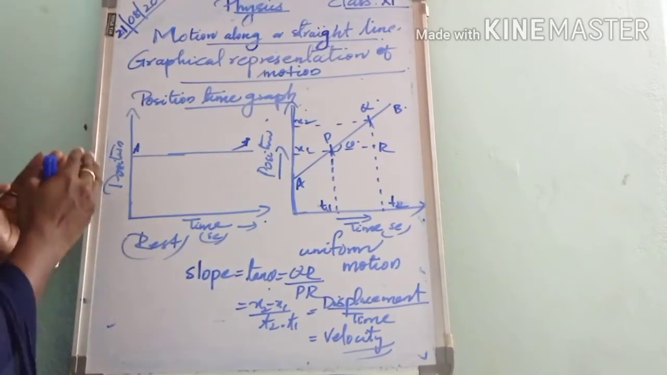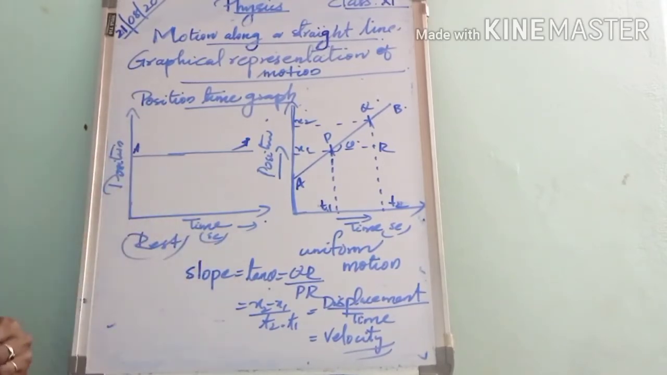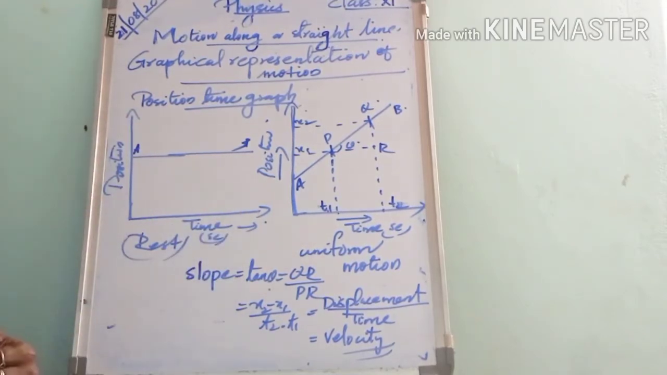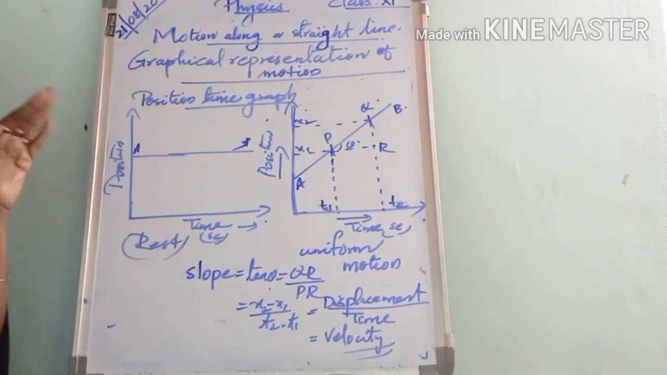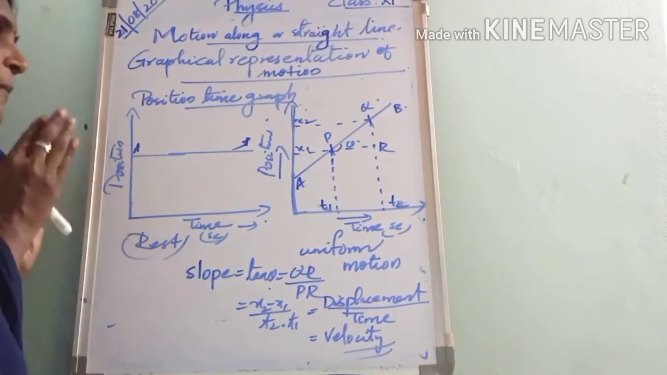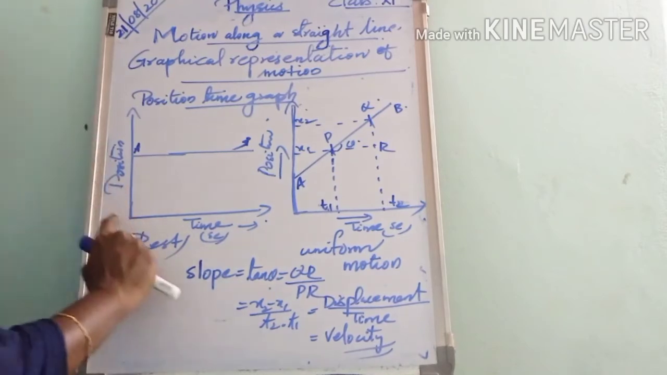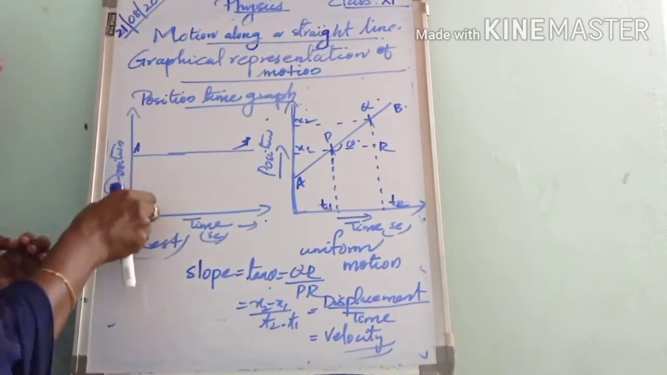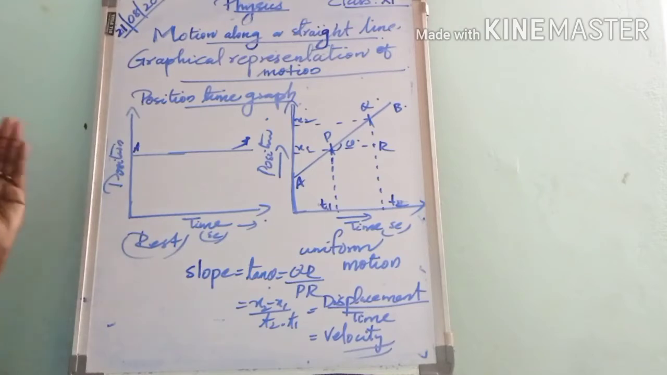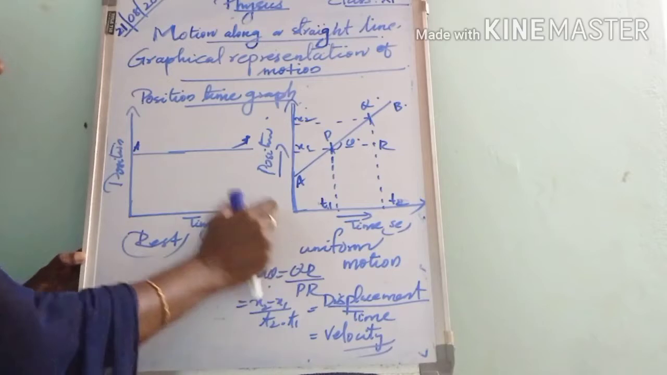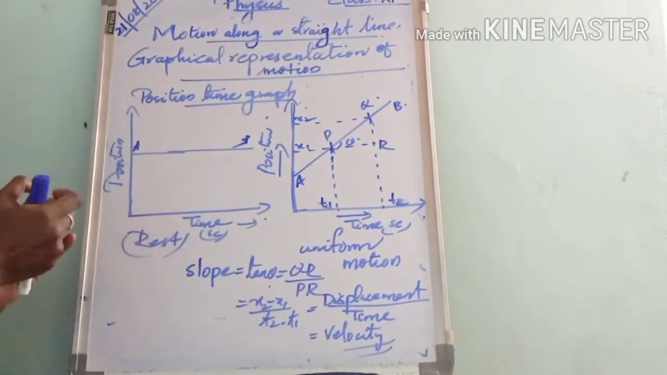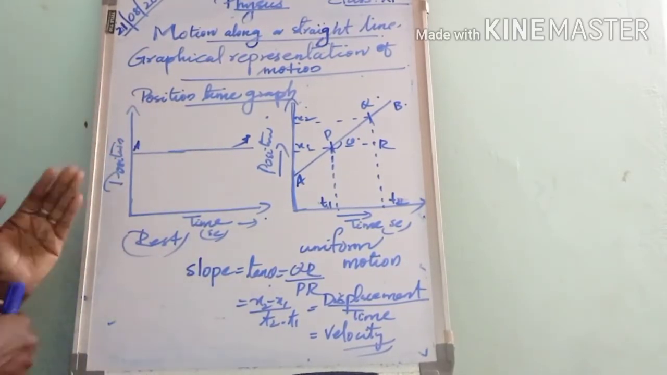Here we have two variables, position and time. Position is represented along the y-axis and time along the x-axis. Time is the independent quantity, and position changes with time, so it is a dependent quantity. While drawing a graph, remember that the independent quantity is always represented along the x-axis and the dependent quantity along the y-axis.